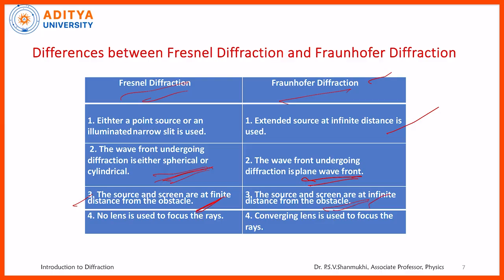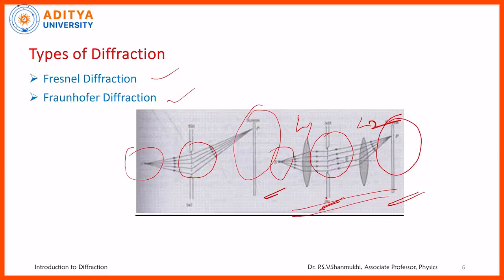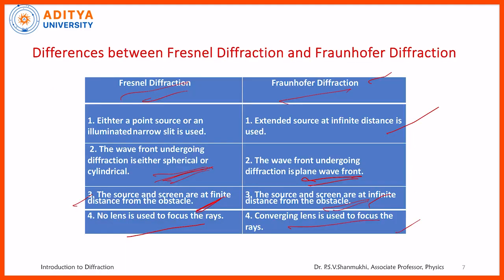No lenses are used in Fresnel's diffraction; we need not use any lens there. Whereas in Fraunhofer diffraction, converging lenses are used. As we have already seen, there are two lenses, L1 and L2. One lens is kept in between the source and the slit, another lens is kept in between the slit and the screen. In that way lenses are used. These are the two types or two classes of diffraction.